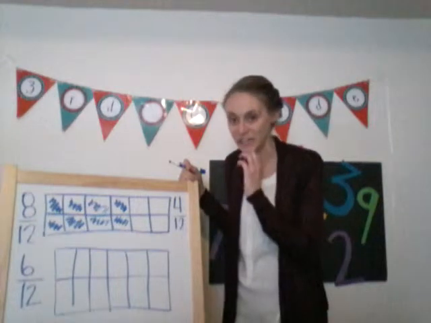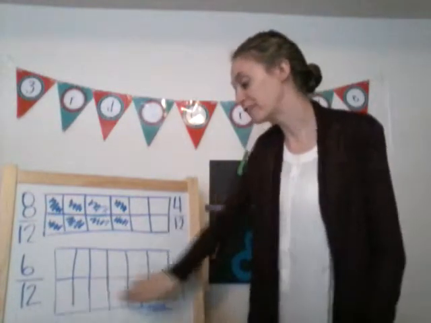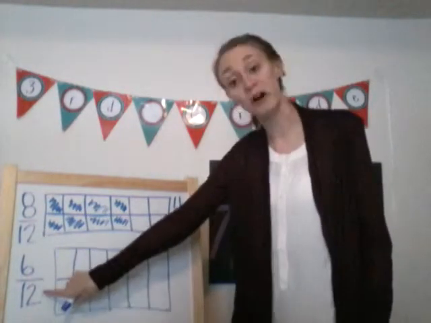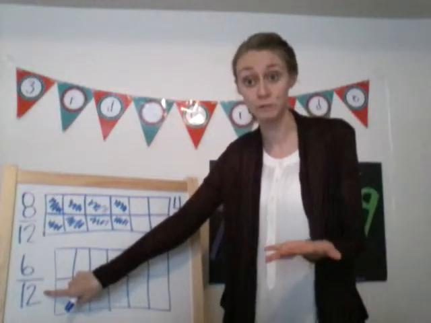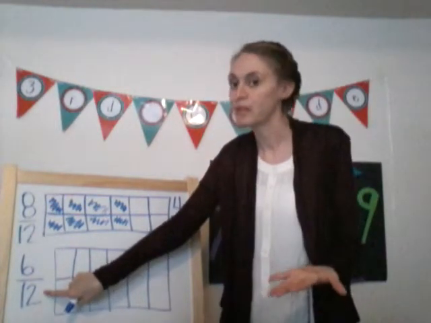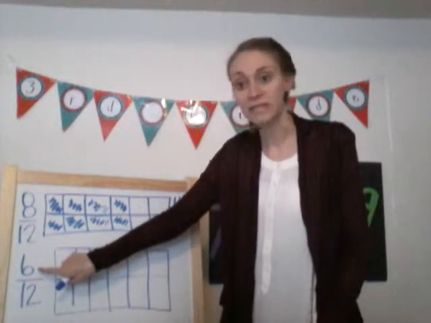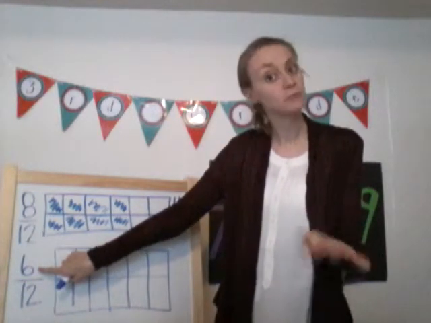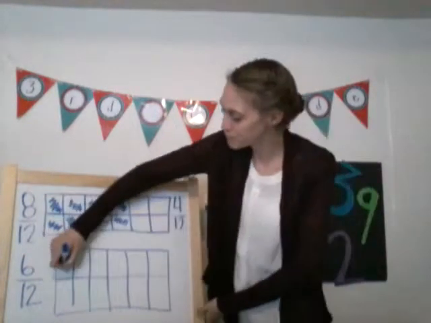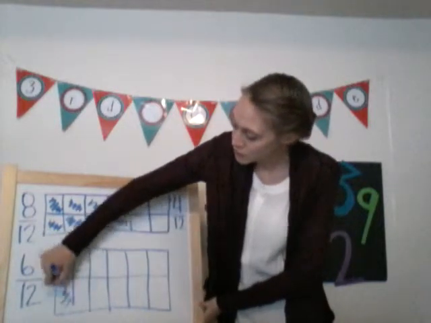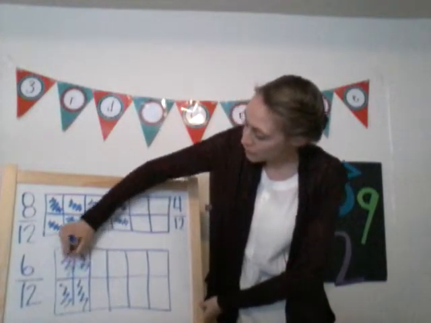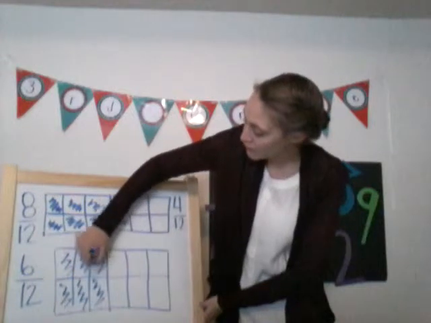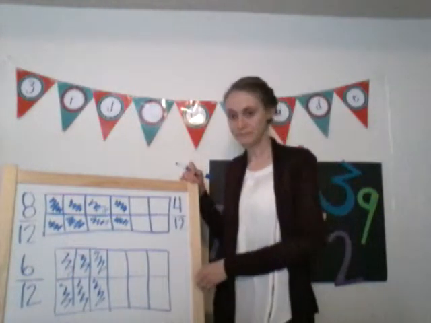Let's try this again with another one. Down here I have another egg carton. It still has 12 pieces. That's what my denominator shows me. But now I have used only 6 eggs. So let's shade in those 6 squares. 1, 2, 3, 4, 5, 6.